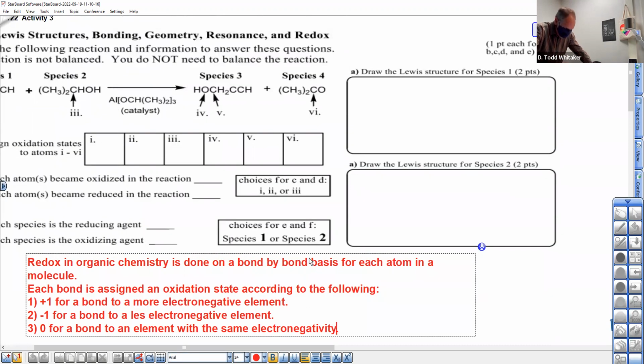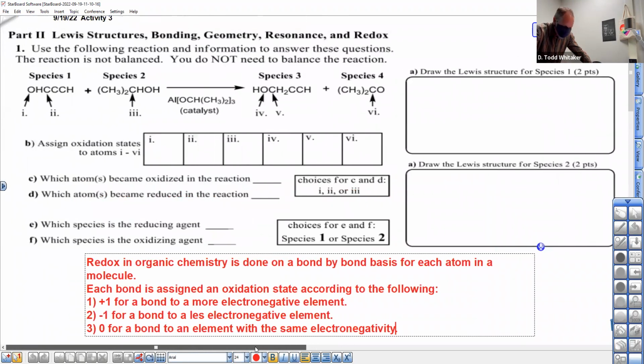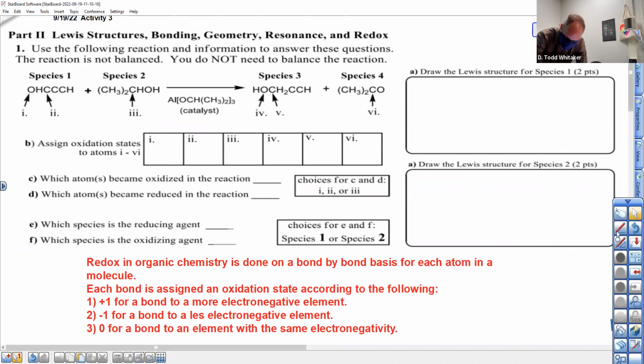All right, so we're going to be doing this. We're going to draw some Lewis structures. We're supposed to draw a Lewis structure for species 1. There's a pattern in there on the left. It says CHO if you read it from right to left. How do you draw that pattern? And what functional group is that pattern? Thank you. Aldehyde. Carbonyl. H.